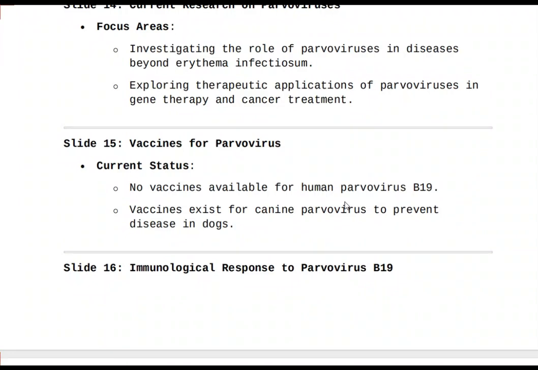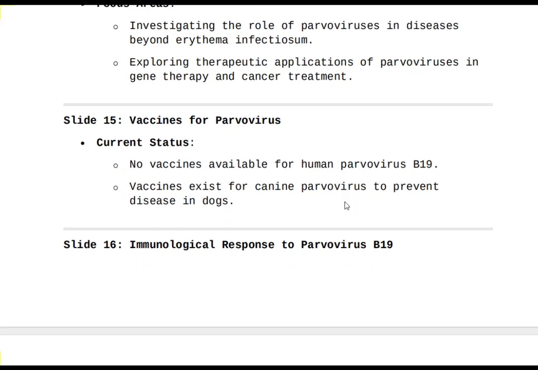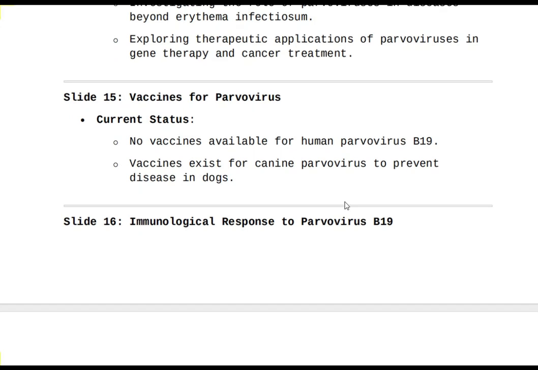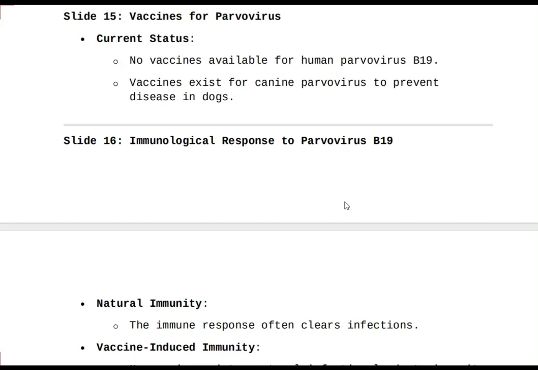Focus areas: we can investigate the role of parvoviruses in diseases beyond erythema infectiosum. What happens after the person has already been cured of this condition? What happens next? We can also explore therapeutic applications of parvoviruses in gene therapy. There is a possibility that any of those viruses may be used for gene therapy and for cancer treatment. So we are looking not at the bad side, but at the good side of viruses.